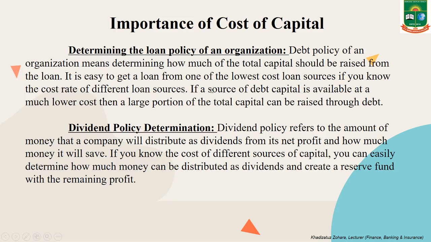Dividend policy determination. Dividend policy refers to the amount of money that a company will distribute as dividends from its net profit and how much money it will save. If you know the cost of different sources of capital, you can easily determine how much money can be distributed as dividends and create a reserve fund with the remaining profit. So, for determining the right dividend policy, knowing the cost of capital is very important.